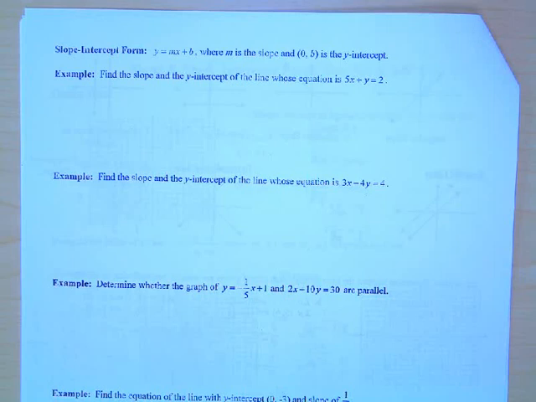Okay, so we're looking at section 3.5, which is slope-intercept form and point-slope form.